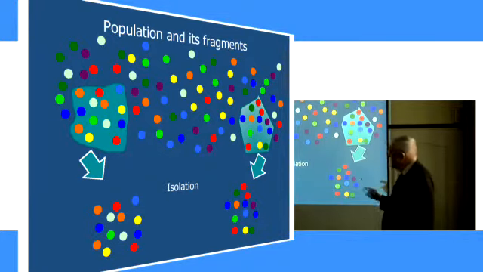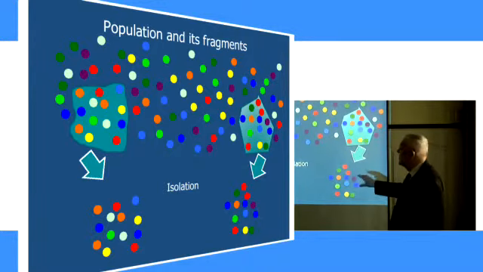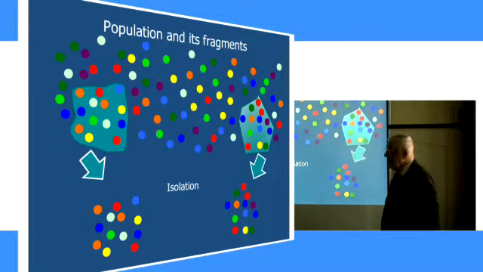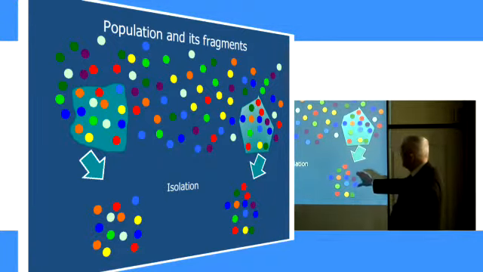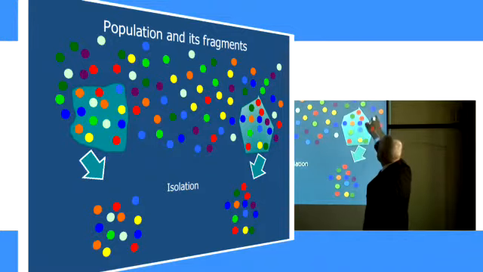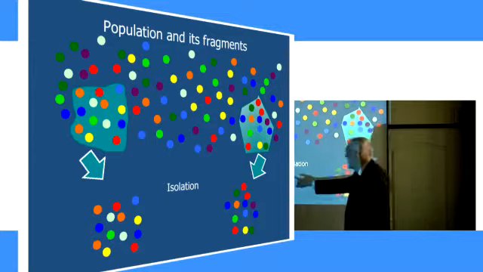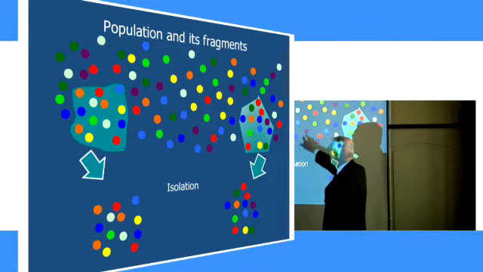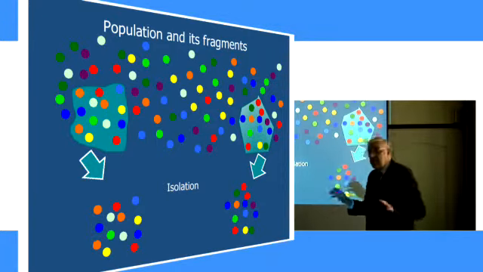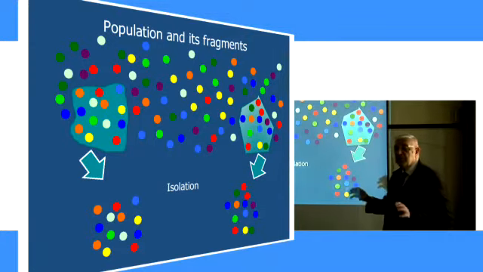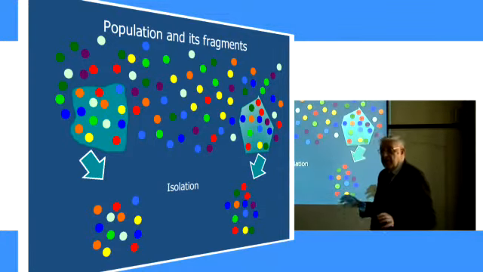Now, the important thing to note is that the isolated fragment does not have the full variability of the population. It is only a part of it. There are some variants that are missing in this isolated fragment. For example, we don't have any white individuals in this particular one. In this isolated fragment, we don't have any magenta ones. The isolated population is genetically poorer than the whole population.